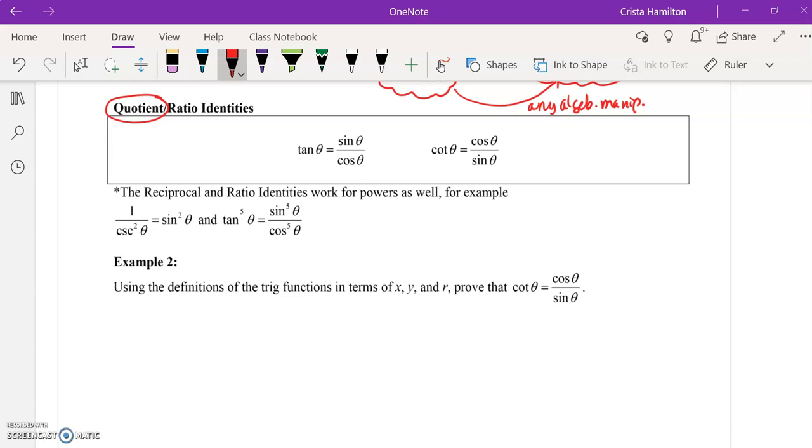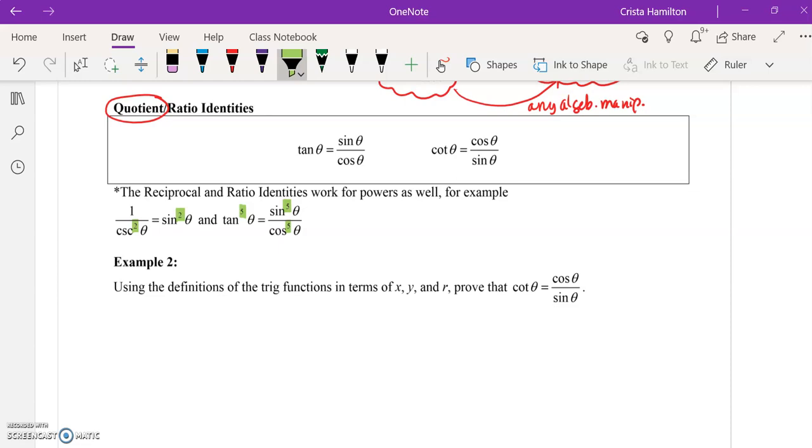Now, as a note on this, I'm going to prove one of these for you and leave one for you to try as a proof, but these identities work for powers as well. Notice that what I've done here is I've simply added a square onto these, or a fifth power. You can take these reciprocal or quotient identities and they work for powers.